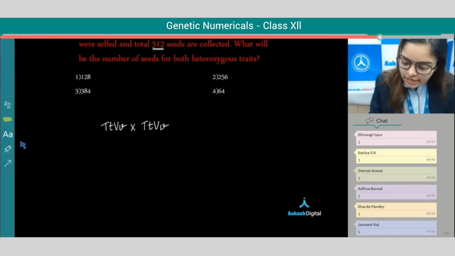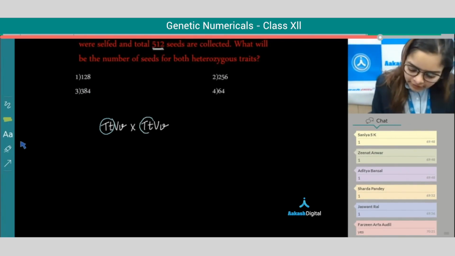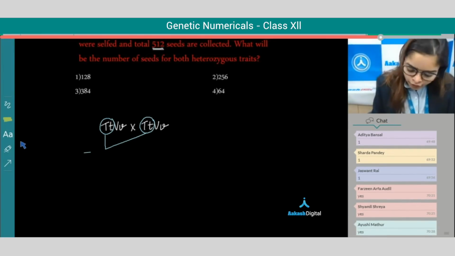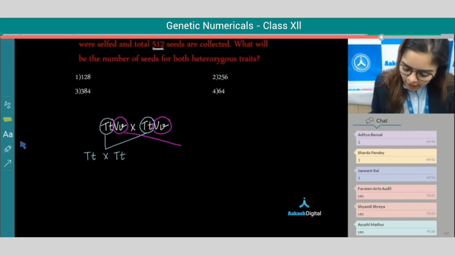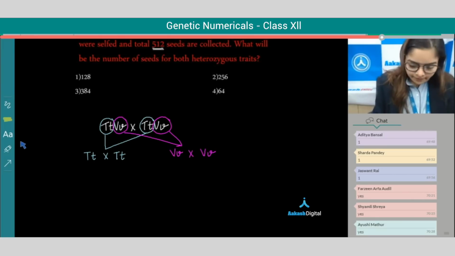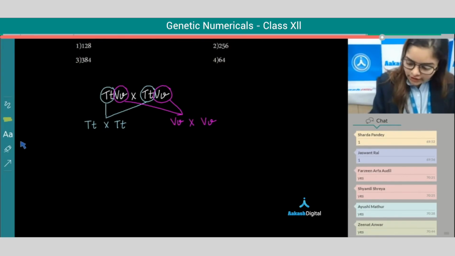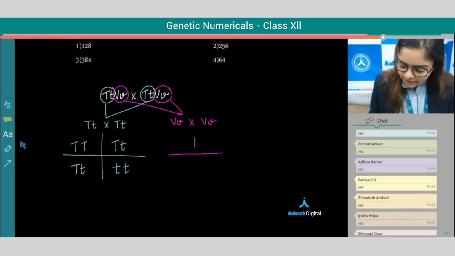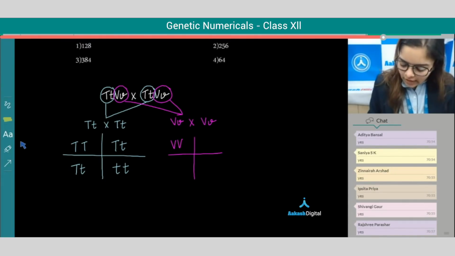So what can I do here? I can take the characters one by one. Let me do the cross for this height. So we have the cross between het T, and for the flower color, this is for het V. So what are all four possibilities you will see here? Is this right, everyone? Similarly, let me make the cross for the flower color.